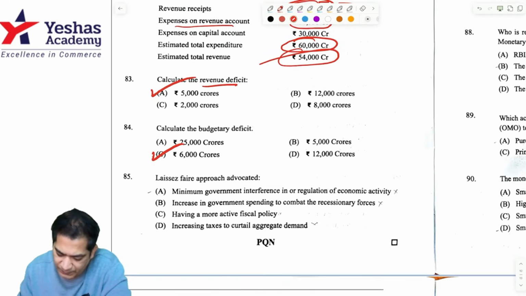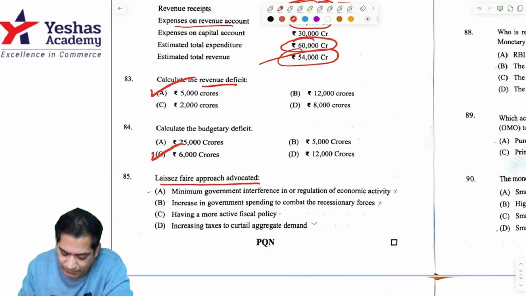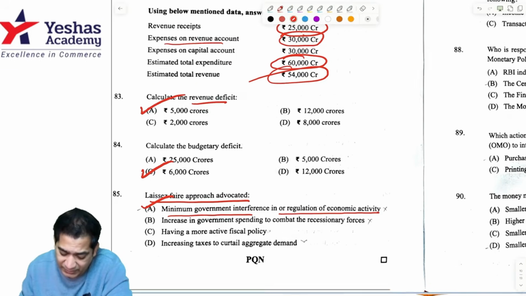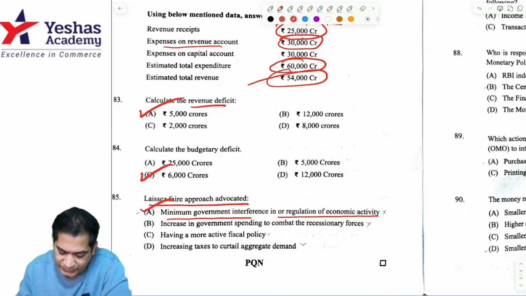Direct question. Laissez-faire means free from control. Control of what? The government. Minimum government interference in regulating economic activity. Increase in government having more active fiscal policy, increasing taxes, no, these are all not laissez-faire. It will have a restrictive effect upon businesses.